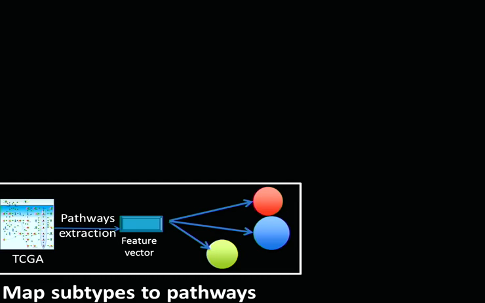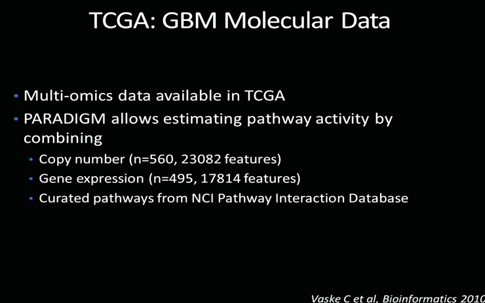Finally, we wanted to map these subtypes to activities of pathways. As I've already mentioned, in the TCGA cohort, we have extensive molecular multi-omics data. And that allows us to look at these tumors and these subtypes and investigate which gene expression pathways are active in each of these cases. To do this, we used an algorithm called Paradigm, which combines DNA copy number data and gene expression data to estimate the activity of known pathways from the NCI pathway interaction database.